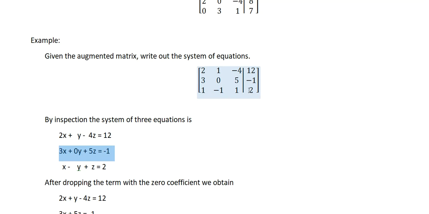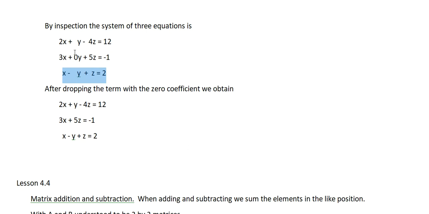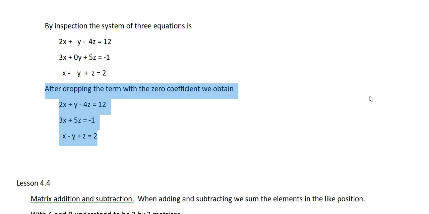Okay, this one is interesting. We're not going to have any coefficients out in front, but we are going to use those coefficients to place a sign. So this is going to be x minus y plus z is equal to 2. And that's exactly what we see right here. All right, let's go ahead and drop that y equals 0 because it just looks funny. And we have our matrix right there.